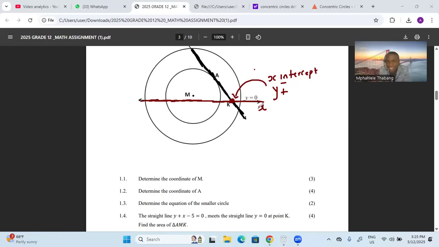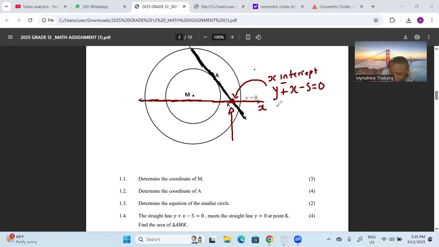They did not show us the y-axis, but this is the x-axis. And we know that whenever the function cuts the x-axis, that point we call the x-intercept of a function. So the straight line y + x − 5 = 0 cuts the x-axis at this point K. So K is the x-intercept of this line, which means I can find the coordinates of K by letting y be 0. At K, y is 0.